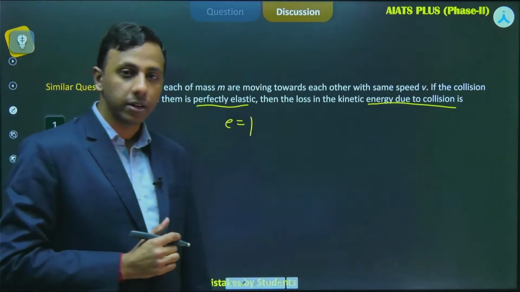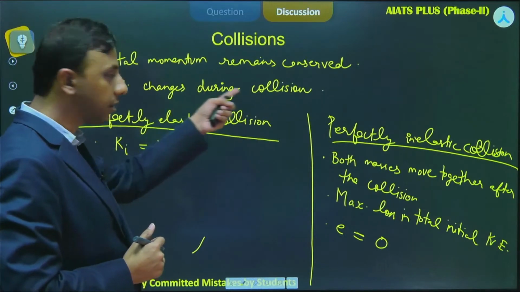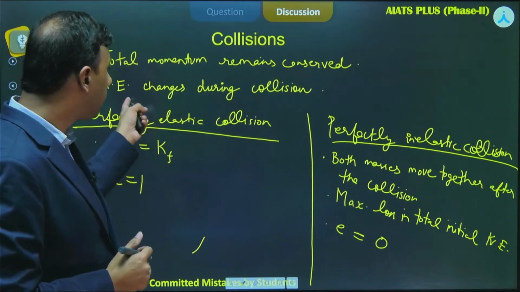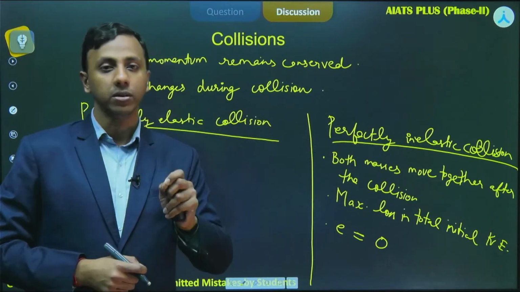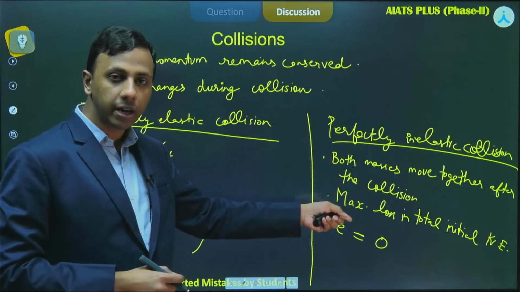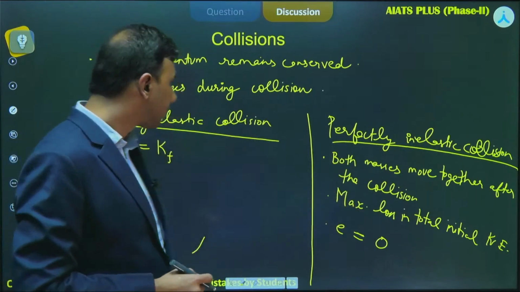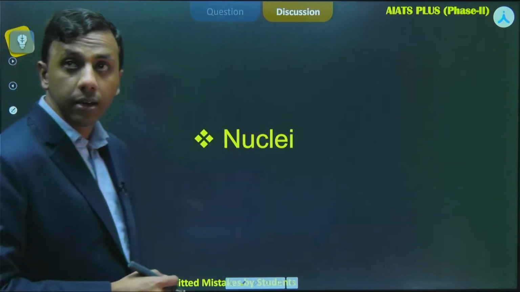And no loss of kinetic energy, right? And please don't get confused with what I have written over here. It means this would be there during the collision, which means during deformation is happening. So initially and finally, what are the changes in kinetic energy that I have written over here? All right, very well. Moving on to nuclei.